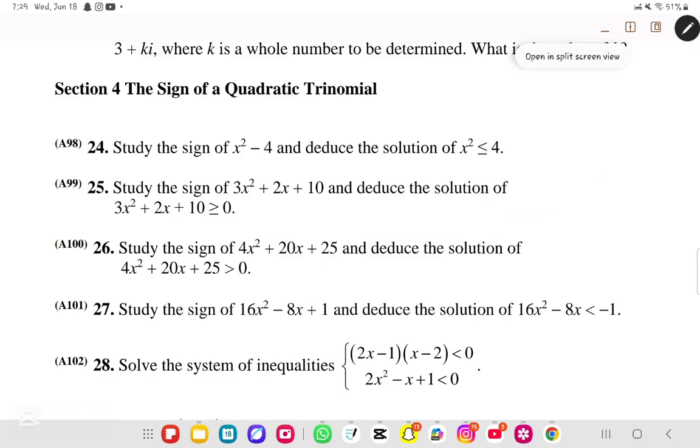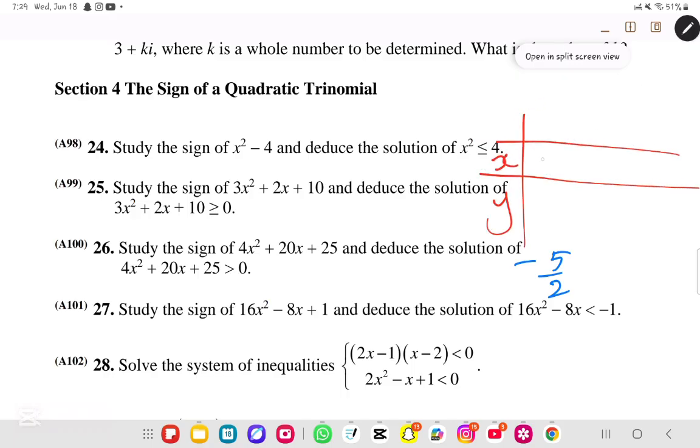Now study the sign of 4x squared plus 20x and deduce the solution. So now we will find the roots, okay? You guys should know how to find the root by yourself. So we actually have only one root in this part, which is minus 5 over 2. So we will do the table of variation.